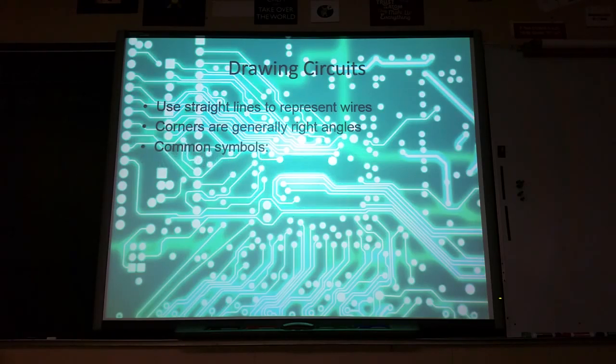Here are a few common symbols. Instead of drawing a battery out, we get the battery with 2 lines. So a long line usually is on the top, a short line is on the bottom. The long line is the positive and the short line is the negative, and it looks like a minus sign.